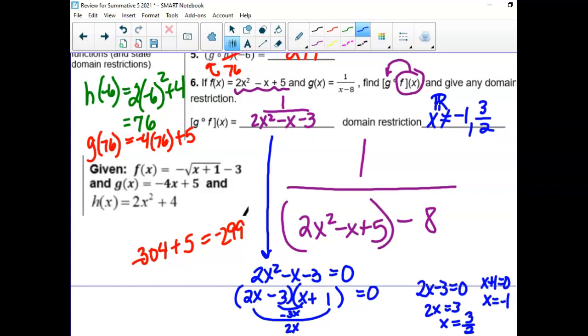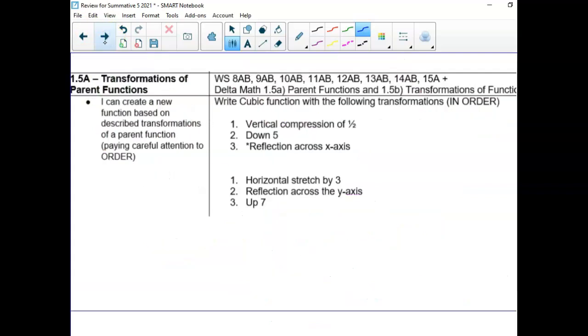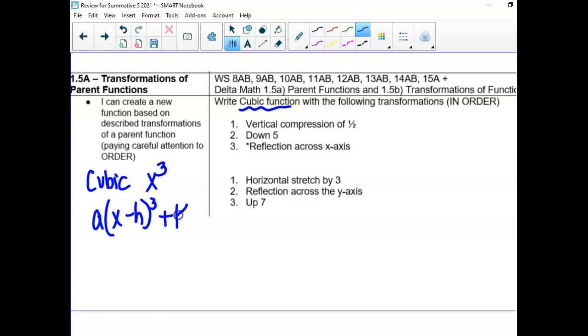We good? Next lesson starts with a bunch of factoring, by the way, so don't think that's going away. All right. Then we get to transformations. Okay. For transformations, this one says write a cubic function. Okay. A cubic function is x cubed or a(x minus h) cubed plus k.